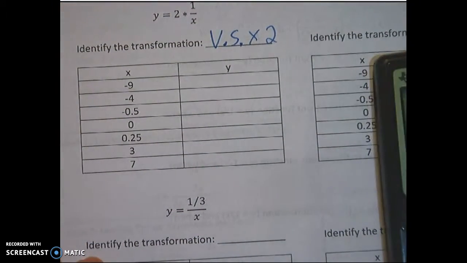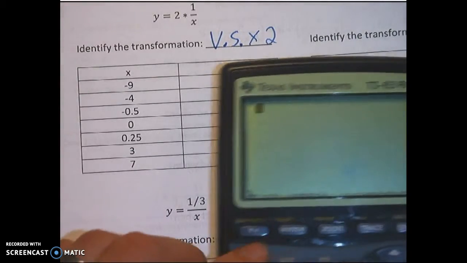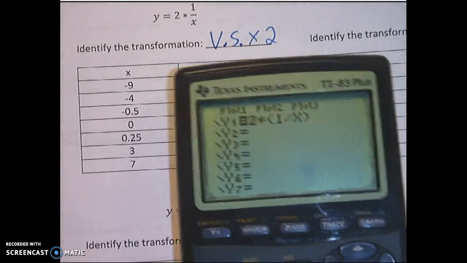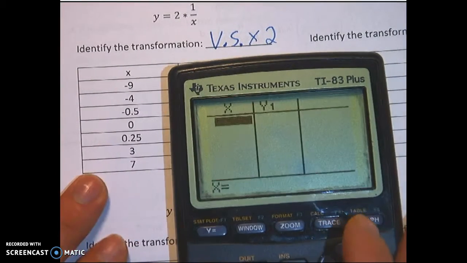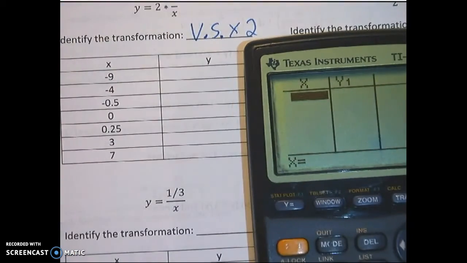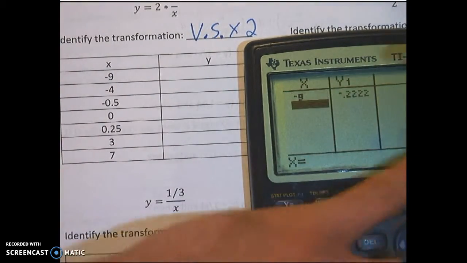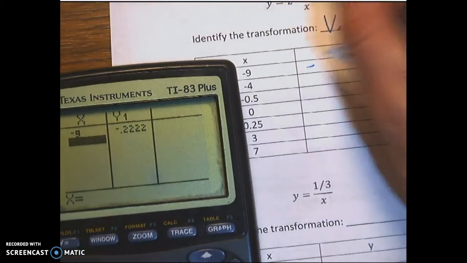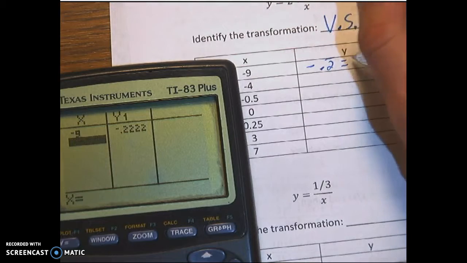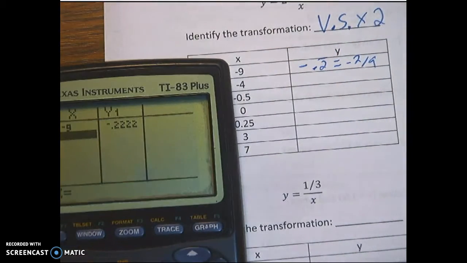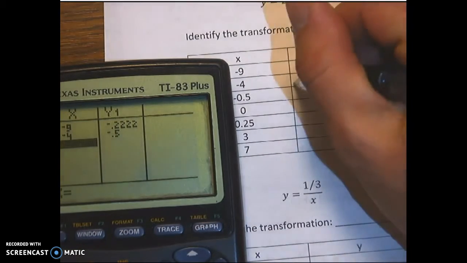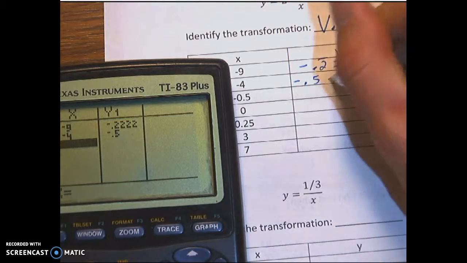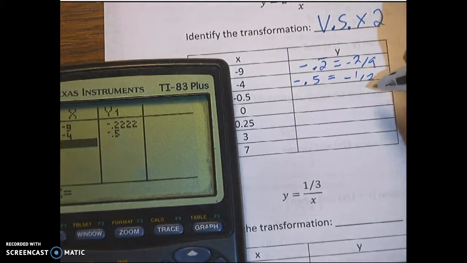If I go to my calculator, I can get the values pretty easily. I just type in 2 times 1 over x. Go to the table here. I need x equals -9. So that's -0.222 repeating decimal, which is equal to -2 over 9. -4 is -0.5, which is equal to -1/2.